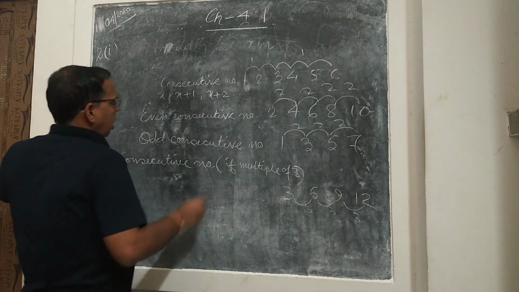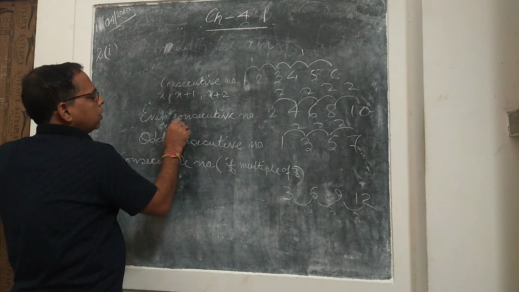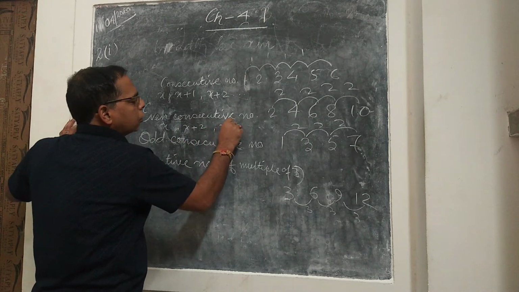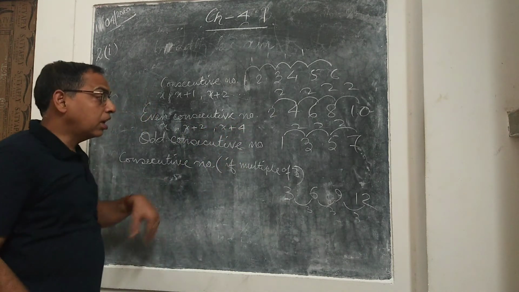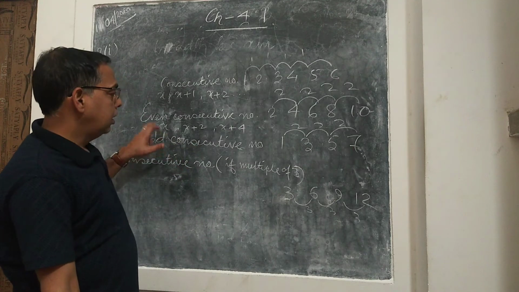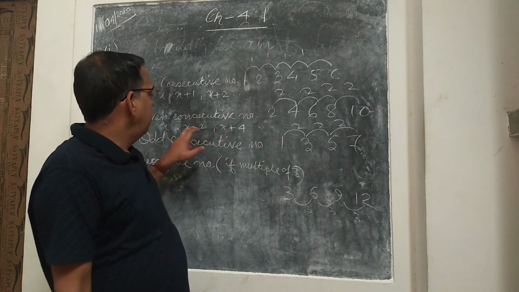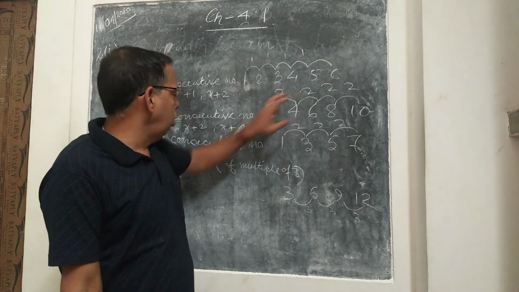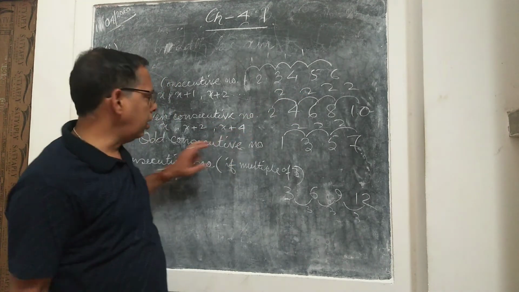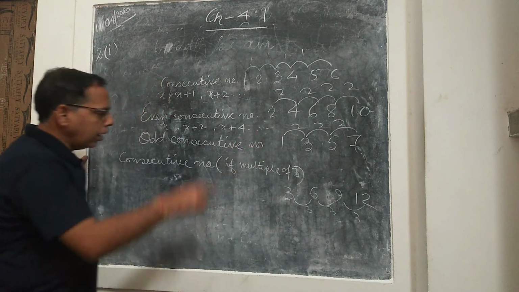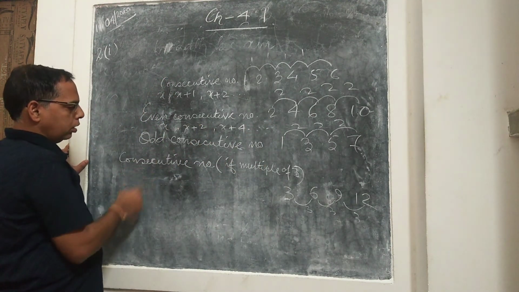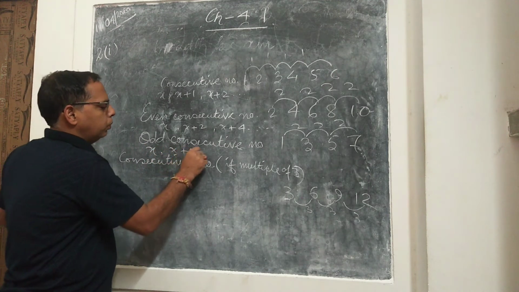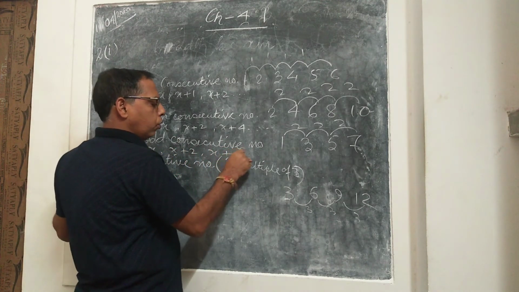How to consider even consecutive numbers? x, x plus 2, x plus 4. See, the first one I have considered x, then x plus 2, then x plus 2 plus 2, that is x plus 4. Okay? Then let's see consecutive odd numbers. Then what is that? x, x plus 2, x plus 4.